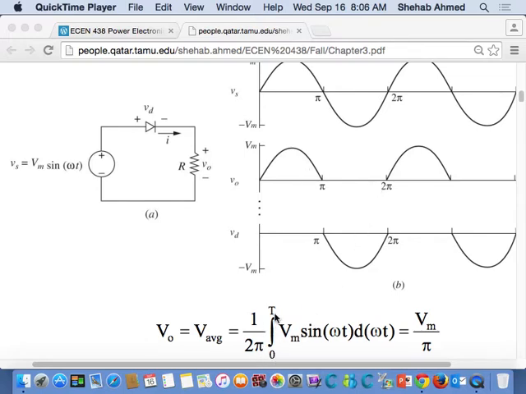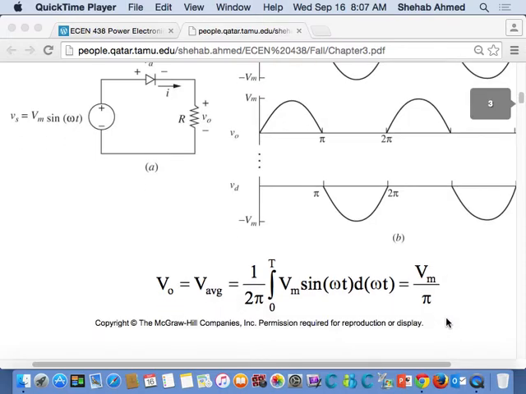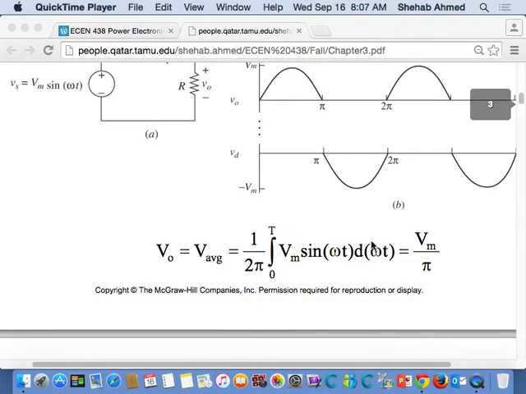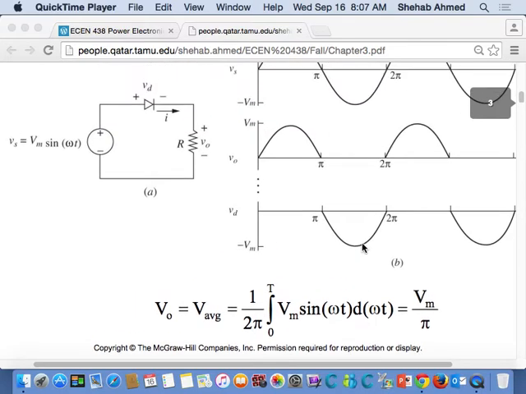So 1 over the period, integration over the full period of what? Of my waveform. My waveform just happens to be the V maximum sine omega t, the same equation as the input voltage, from 0 to pi, and then from pi to 2 pi it's 0. So if you perform the integration, you'll get V maximum over 2. So that's the average value of voltage. Can we change that? Is this something that's controllable? It's not controllable. It's always fixed depending on your maximum input voltage value, and that's it.